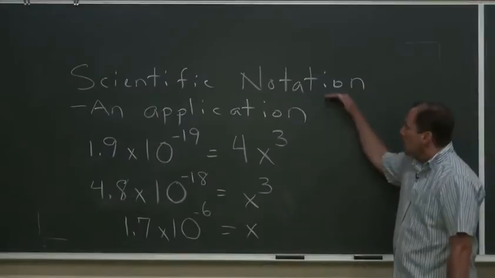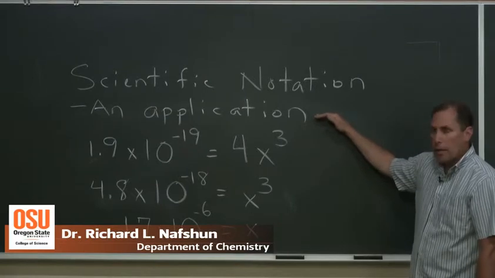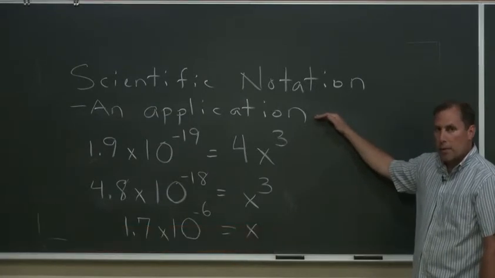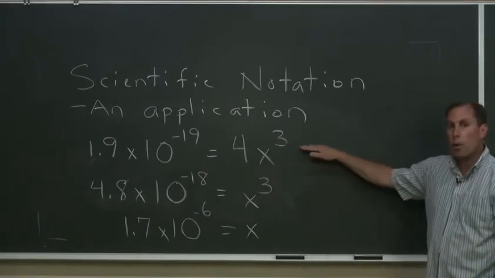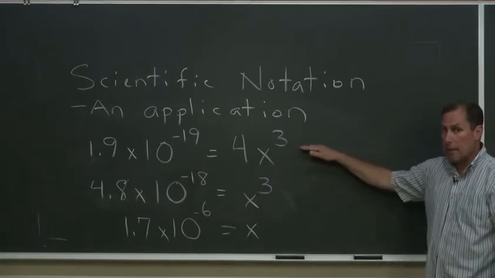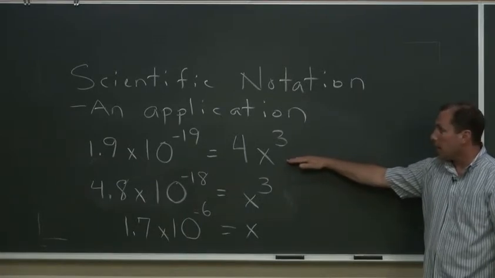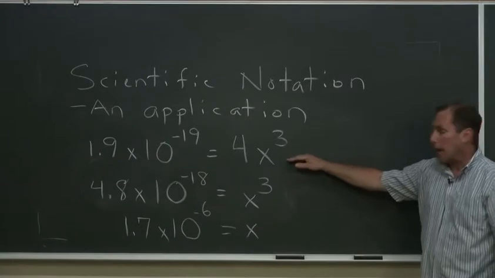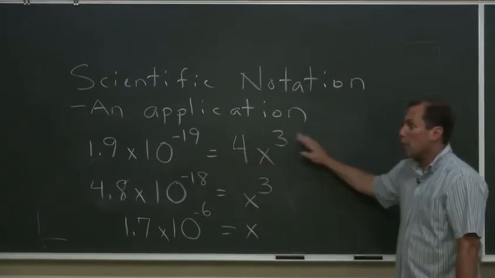Hi, I'd like to talk about scientific notation in the context of an application. We'll find in a little while in chemistry that we will be solving for variables such as x. And in this expression I have 1.9 times 10 to the negative 19th is equal to 4x cubed. I'd like to go ahead and work on this problem with you, talk about how to enter a number in scientific notation in your calculator and solve for a root.